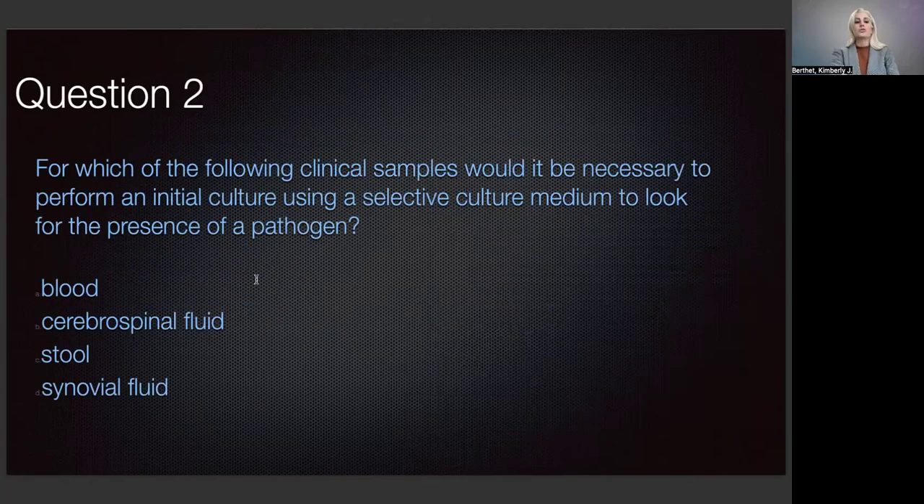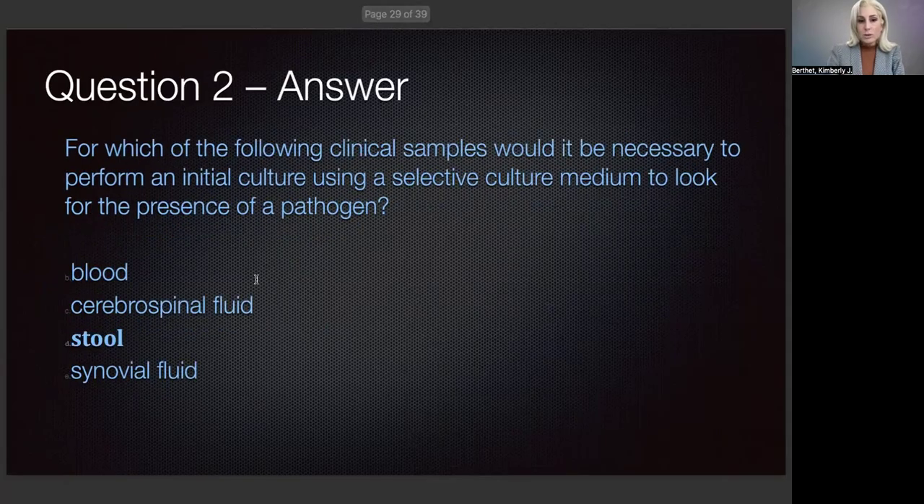Okay, question number 2. For which of the following clinical samples would it be necessary to perform an initial culture using a selective culture medium to look for the presence of a pathogen? Go ahead and pause here, think about the question. And the answer to question number 2 would be a stool sample.